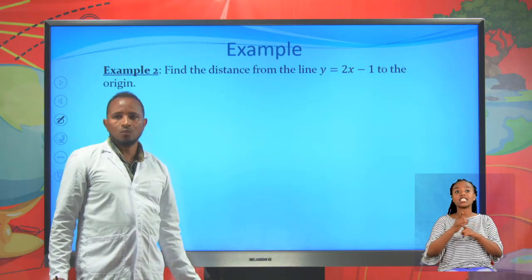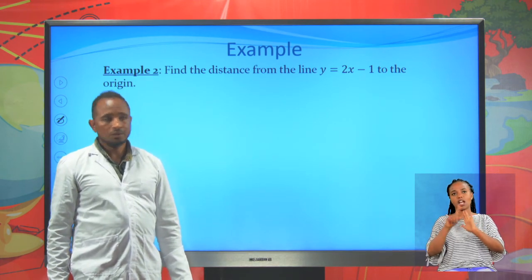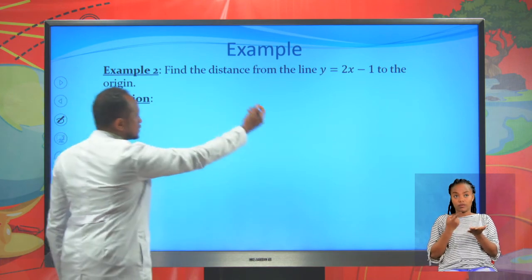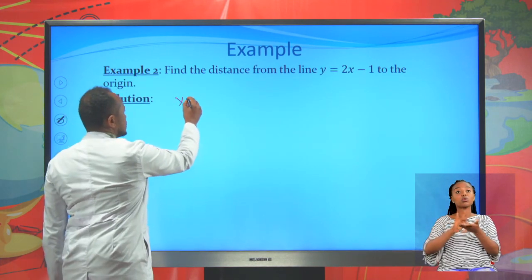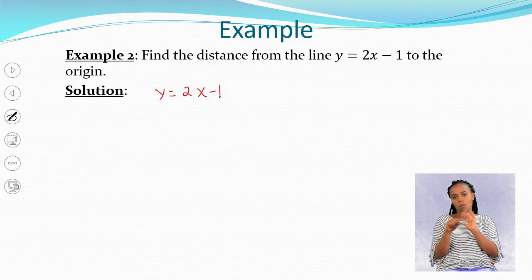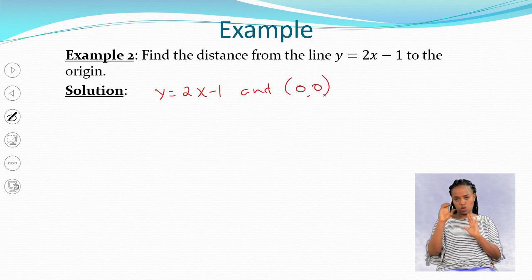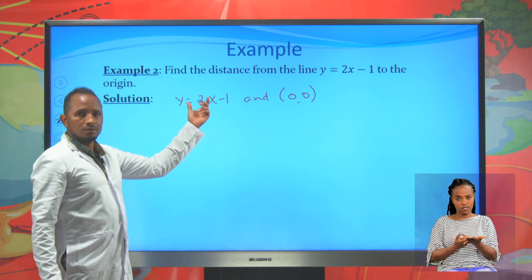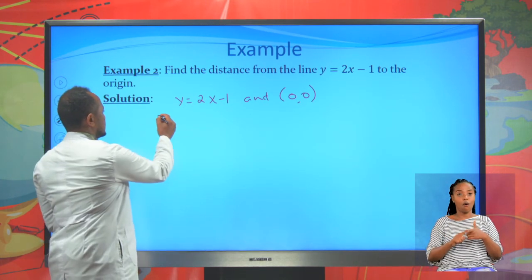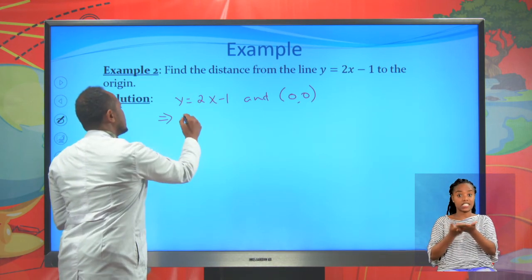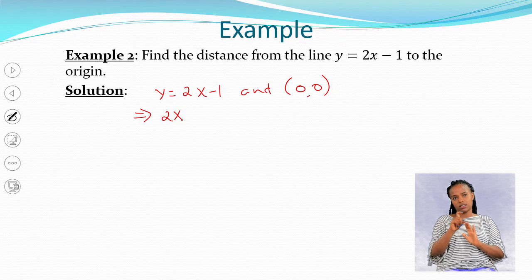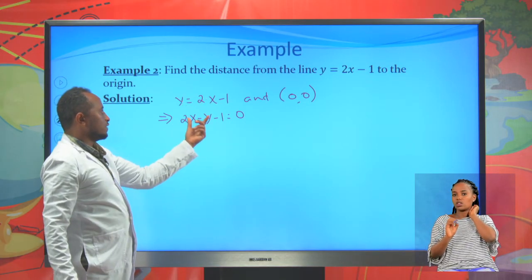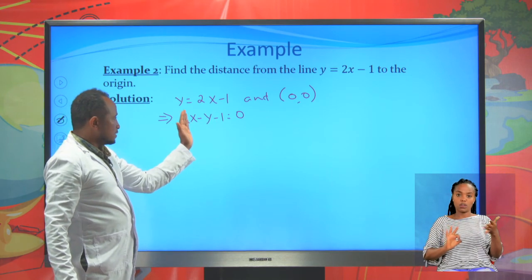Find the distance from the line y = 2x - 1 to the origin. Here, we are asked to find the distance between y = 2x - 1 and the origin. The point is (0, 0) here. So, to use the equation, I must write this in standard form. Therefore, this can be rewritten in standard form as 2x, take y to the other side, it becomes minus y, and minus 1 is equal to 0. So, this expression is equivalently written in this form: first x variable, then y, and so on.